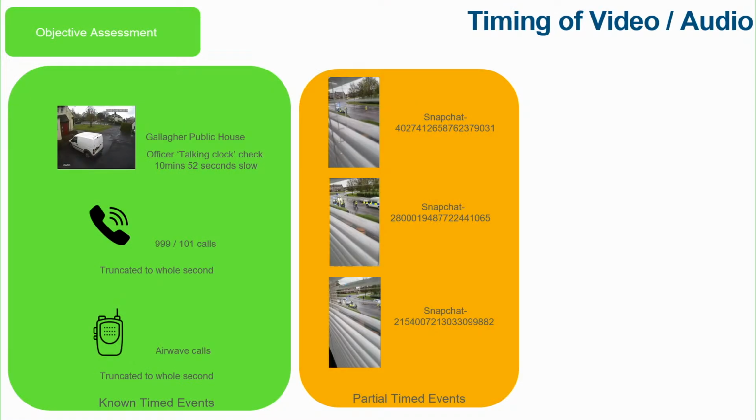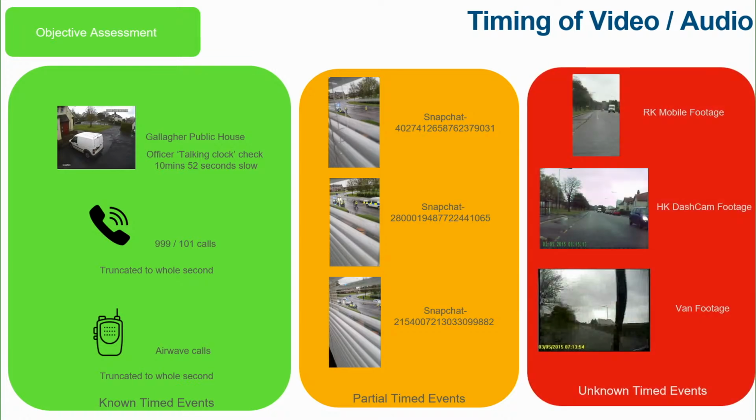We then have a series of Snapchat images or Snapchat videos that were captured on a mobile phone. We refer to these as partially timed events because we were given some information which allowed us to constrain the time at which these were applied, but we don't have their exact time. Lastly, we have what we've defined here as unknown timed events. Now, some of these cameras have time codes upon them, but we don't actually understand how that time code relates to the real time. We've got no reference whether they're fast or slow or by how much. Because of that, we put them in the unknown timed event.